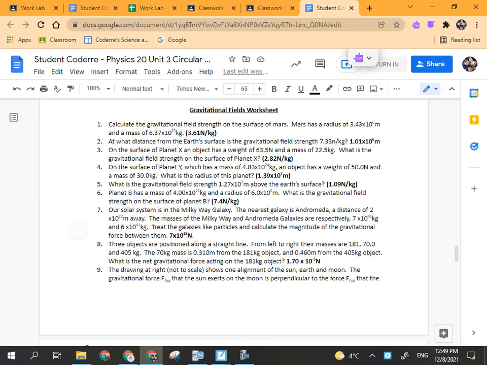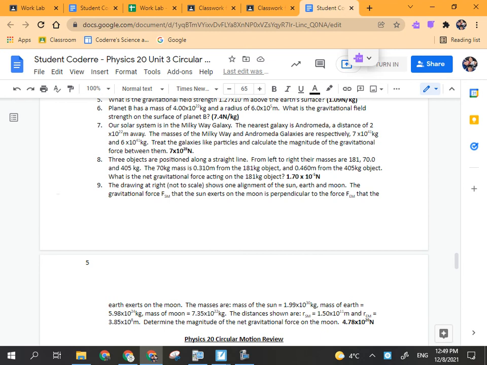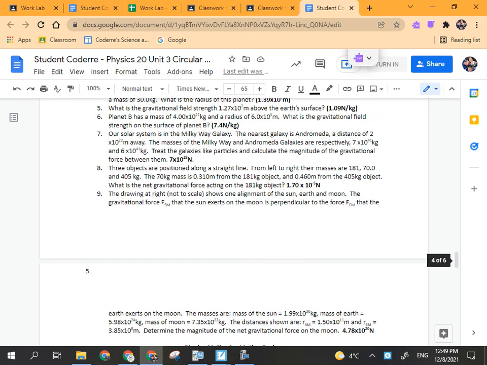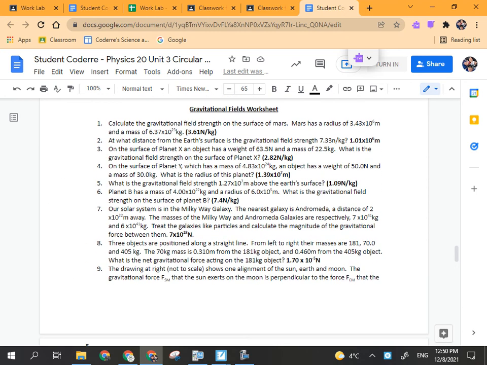Okay, so here's the gravitational fields worksheet, okay? And it's got 9 questions on it. So let's get started on those, okay? And then we'll go through any that give you trouble. We probably won't do them all because they're all pretty straightforward. Okay, so work on those for a little bit, and then I'll explain the assignment for tomorrow.